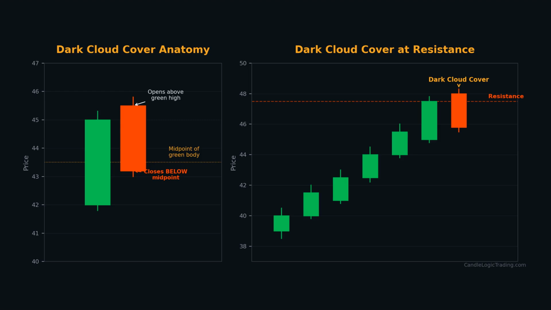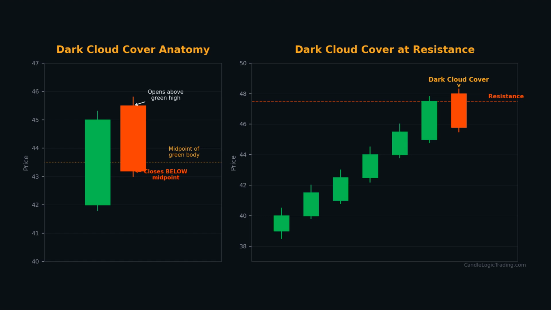Pattern 5, dark cloud cover. 2 candles, and this one has a psychological element that makes it especially powerful. Here's the setup. First, you have a strong green candle. Buyers are in control. The uptrend looks healthy. Everything points higher. Then the next session opens, and it opens above the previous green candle's high.